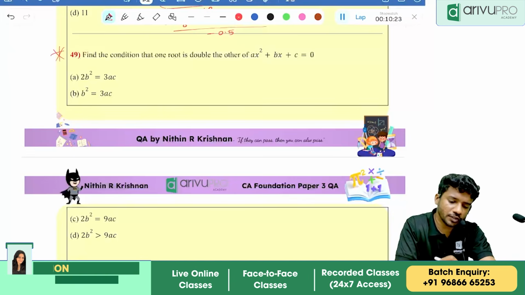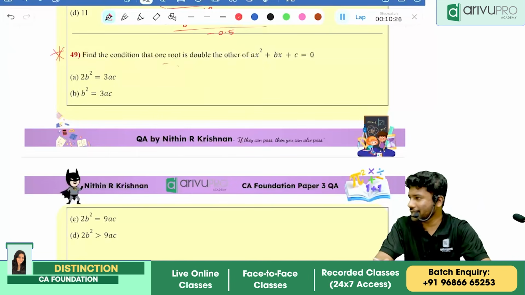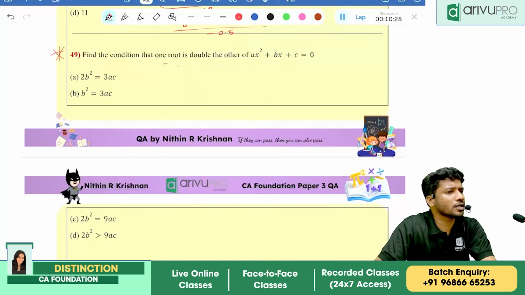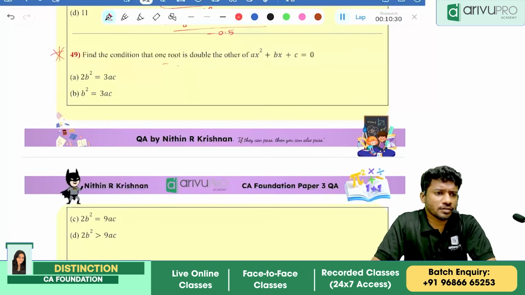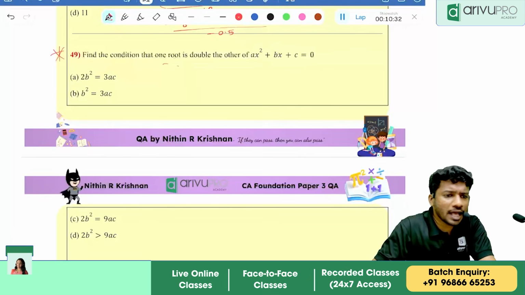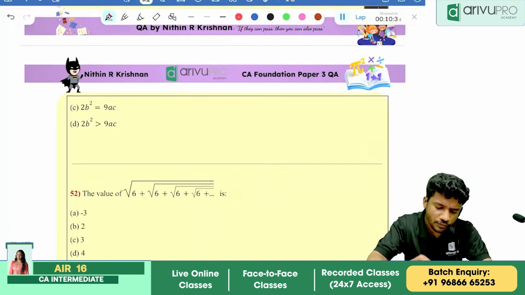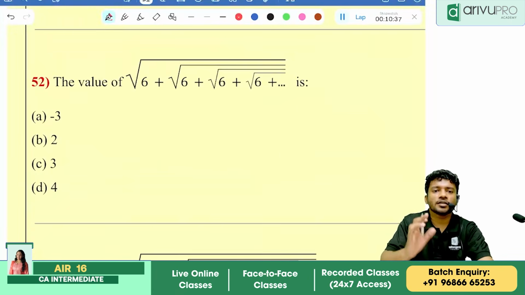Okay. Do it by yourself. One root is doubled. That is the condition. So alpha will be equal to what? 2 beta. Or beta will be equal to what? 2 alpha. This you can try it by yourself. Now, another question. Get me the answer.